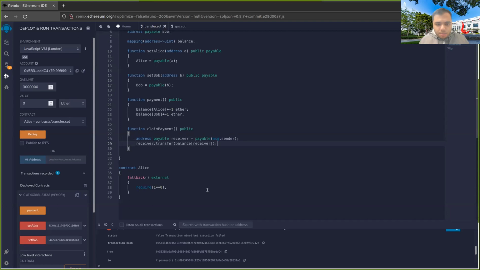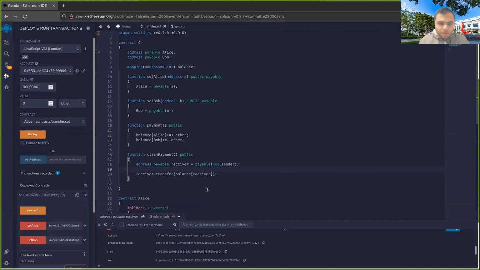So this is good, but we have to also make sure that we don't have reentrancy. So in this case, it's just enough to set the balance of receiver to 0 before doing this transfer. Okay, but I now need the value. So let's say the value that I want to transfer is the balance of the receiver. Then I first set the balance to 0, and then I transfer the value.